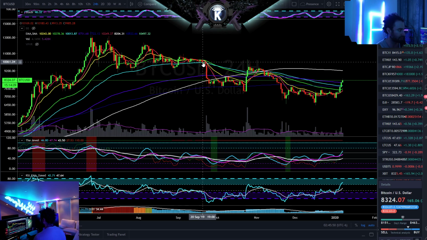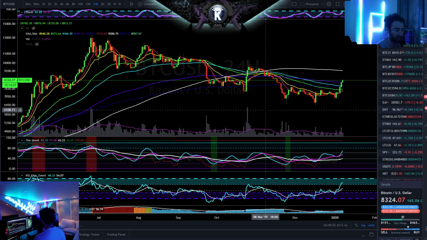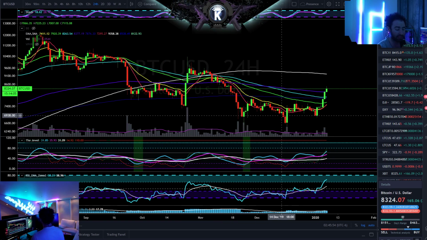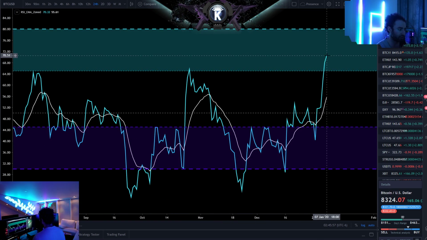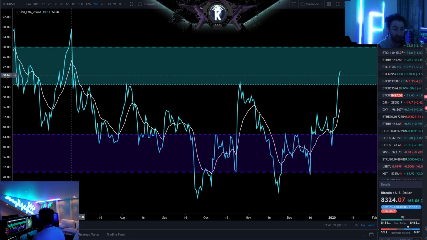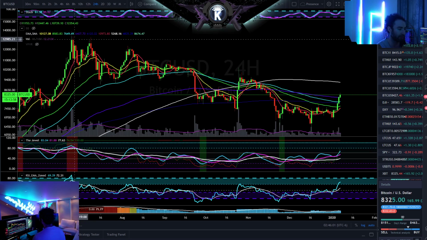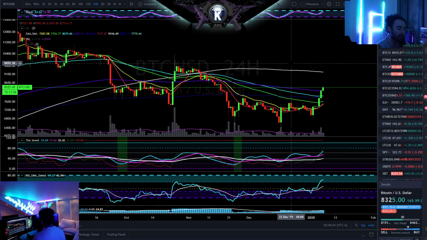Run on the break of about 10.3 right here, which is where we got bearish. So that is significant. Not only that, but daily RSI getting back to the bullish control zone for the first time since literally June, when Bitcoin was all the way up here at like 14,000, deep in the 5 digits. So looking pretty damn good there.